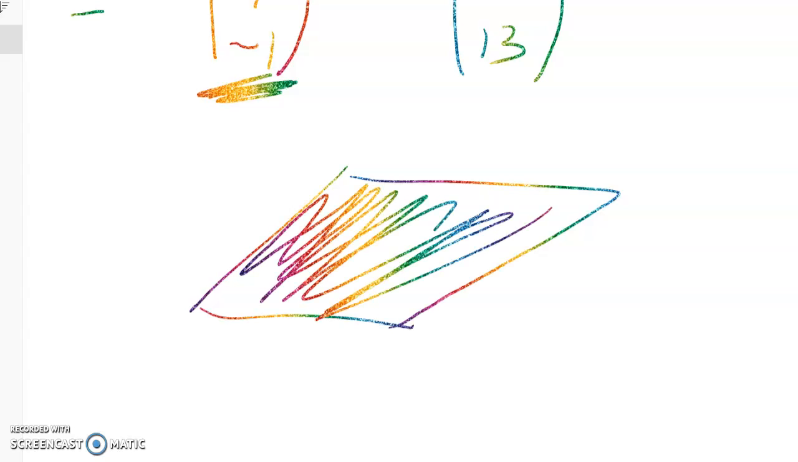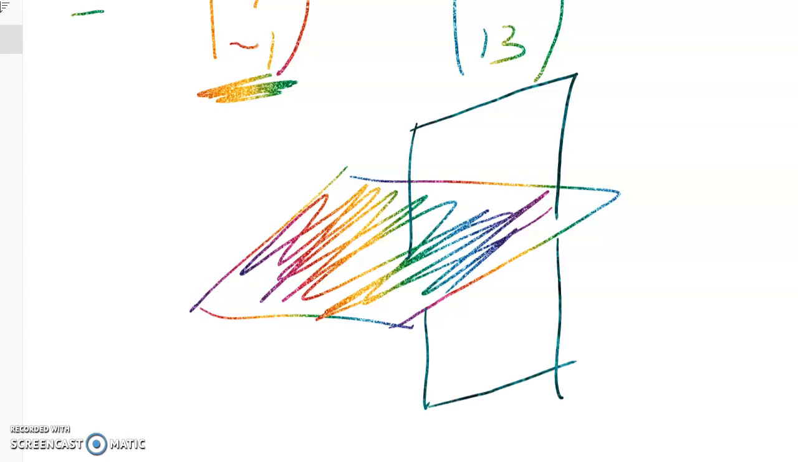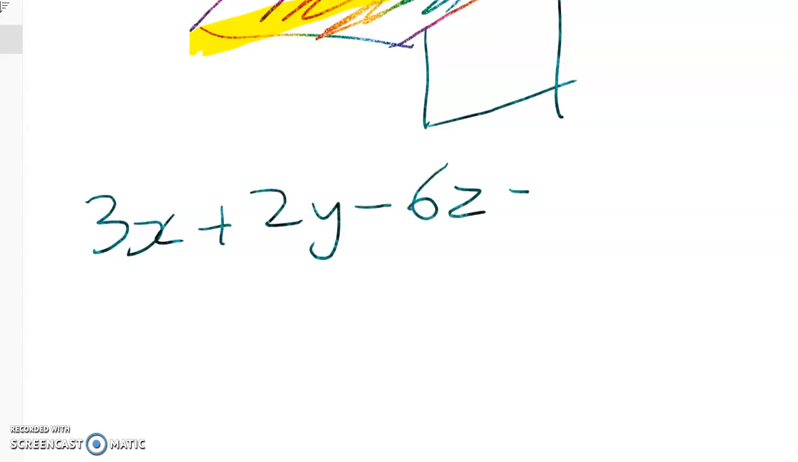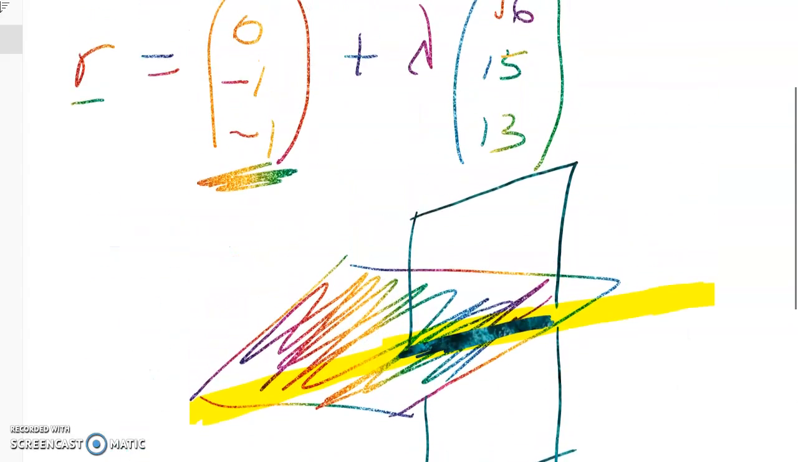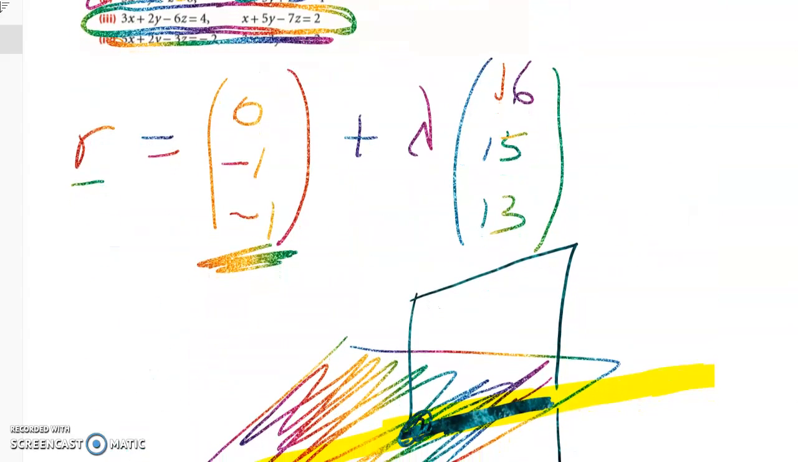So here's my first plane, right? And then we're going to draw, badly, another plane through it. And you can see in there that there's a line, right? A line of intersection where the points on the line have to be on both of those planes. So we've got two equations for the planes, right? We've got 3x + 2y - 6z = 4, and we've got x + 5y - 7z = 2.